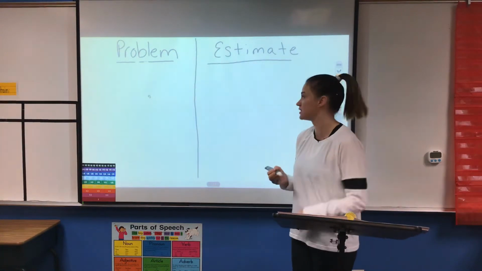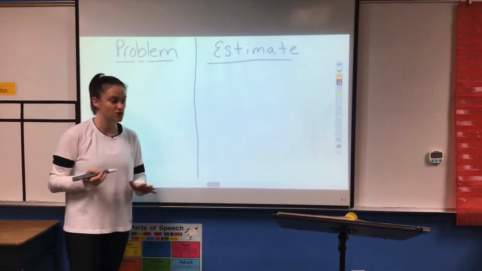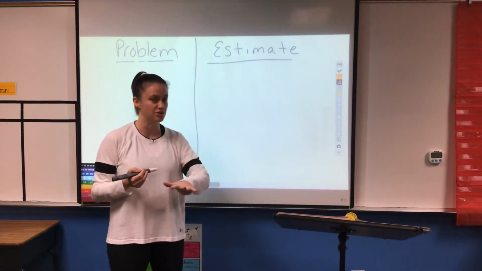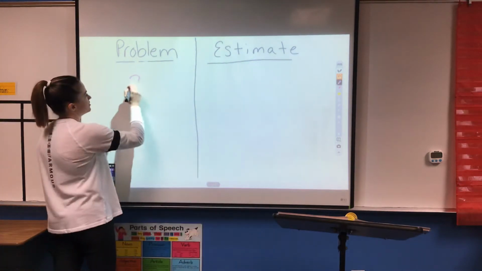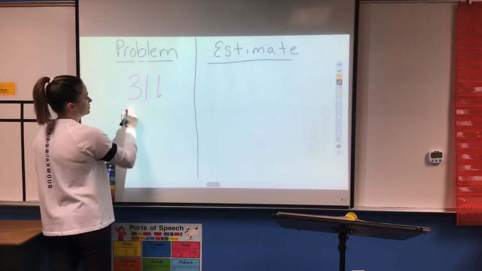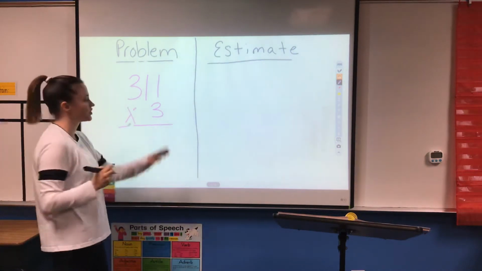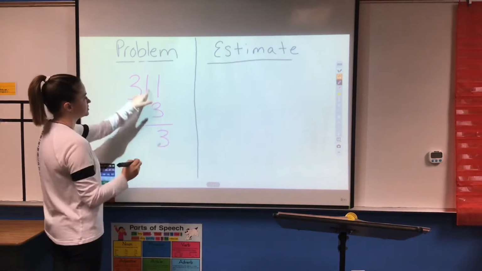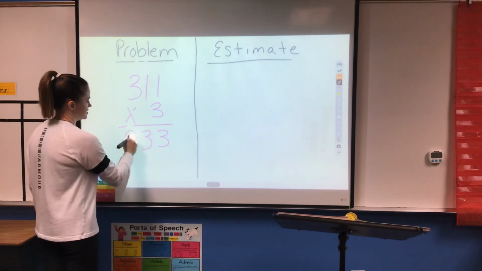It's 311 times 3. So if you don't have a piece of scratch paper, get out a piece of scratch paper if you have enough room on your worksheet, because don't forget, we do want you showing your work. Go ahead and do the problem with me. We have 311 times 3. We look at the ones place first. So 3 times 1 is 3. 3 times 1 again is 3. And then 3 times 3 is 9.